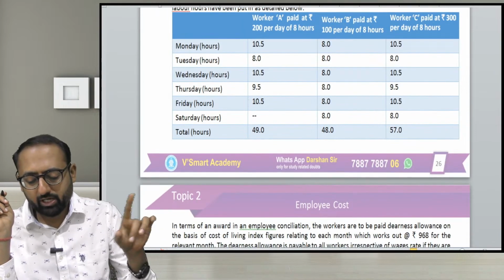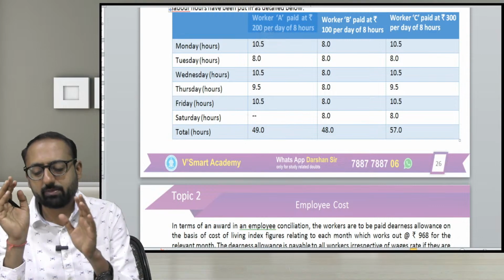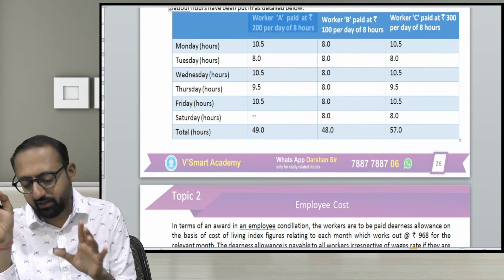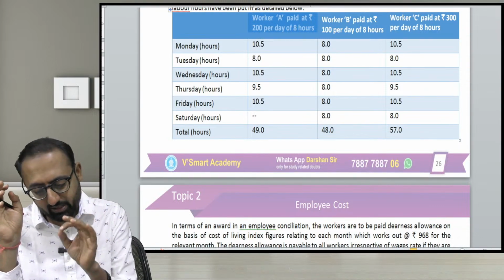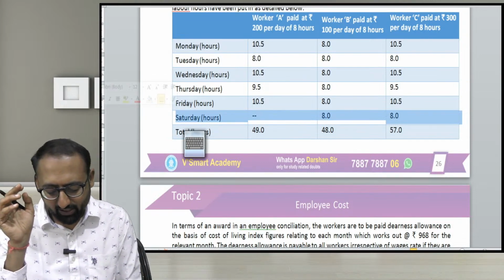Worker A is paid 200 per day, for 8 hours. Worker B is paid 100 rupees per day of 8 hours. Worker C is paid 300 rupees per day of 8 hours. Monday, Tuesday, Wednesday, Thursday, Friday, Saturday, and total.